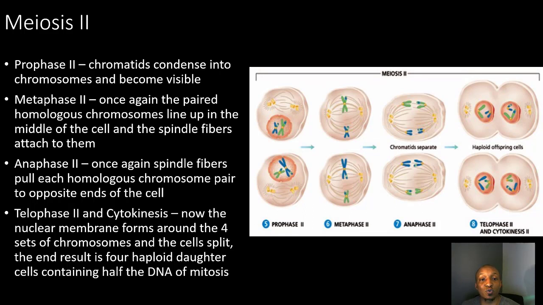In prophase 2, chromatids condense into chromosomes and become visible. So that's what we see right here. So we see those chromosomes, those chromatids condense into chromosomes, and now we can see them.